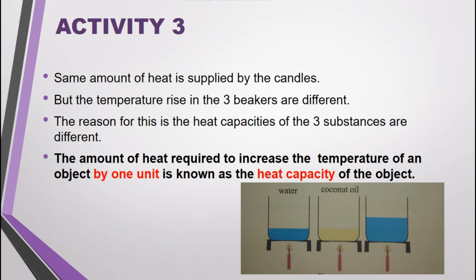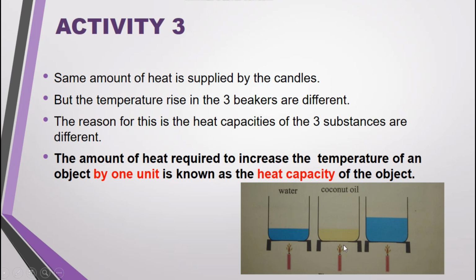Activity 3. For activity 3 we need 3 similar beakers and 3 identical candles. Into one beaker we pour coconut oil, and into the other 2 beakers we pour water. Into this beaker we pour 20 milliliters of water, and into the other beaker we will pour 40 milliliters, double the amount. After that, we will light all 3 candles at once. Assume that the same amount of heat is produced by each candle.